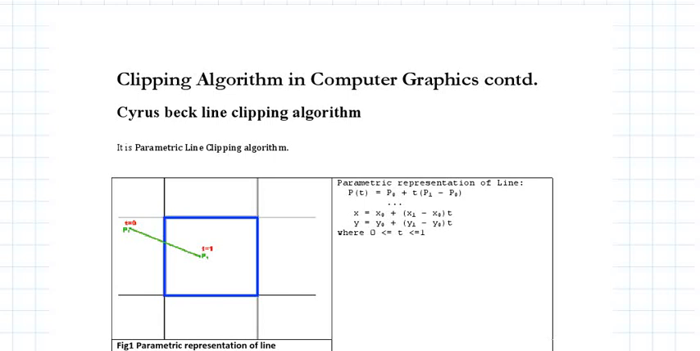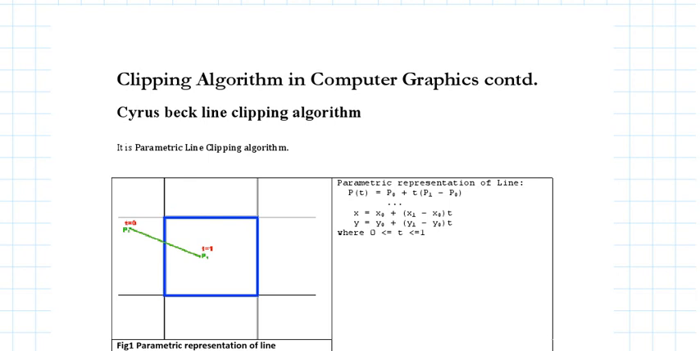Hi guys, in this video we are going to learn a line clipping algorithm called Cyrus-Beck line clipping algorithm. The goal of this algorithm is the same as other line clipping algorithms. You have a line here, the line is P0, P1, and you have a clipping window. This blue rectangle is your clipping window. Then you have to clip the line, or find out the visible portion of the line with respect to this clipping window.